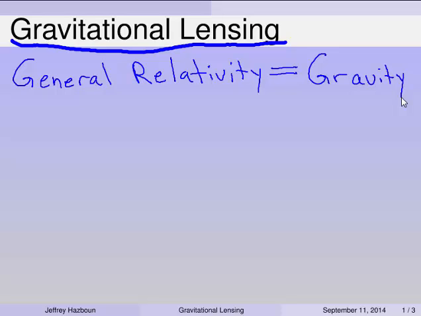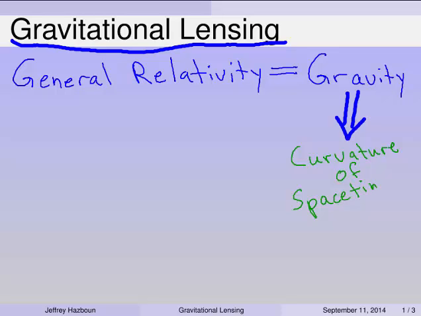And the difference between general relativity and Newtonian gravity is that what Einstein said was that gravity is really due to the curvature of space-time. The idea being that there's no force of gravity in the same sense that we used to think about it, but that how space and time are curved is what dictates how things move around massive bodies.